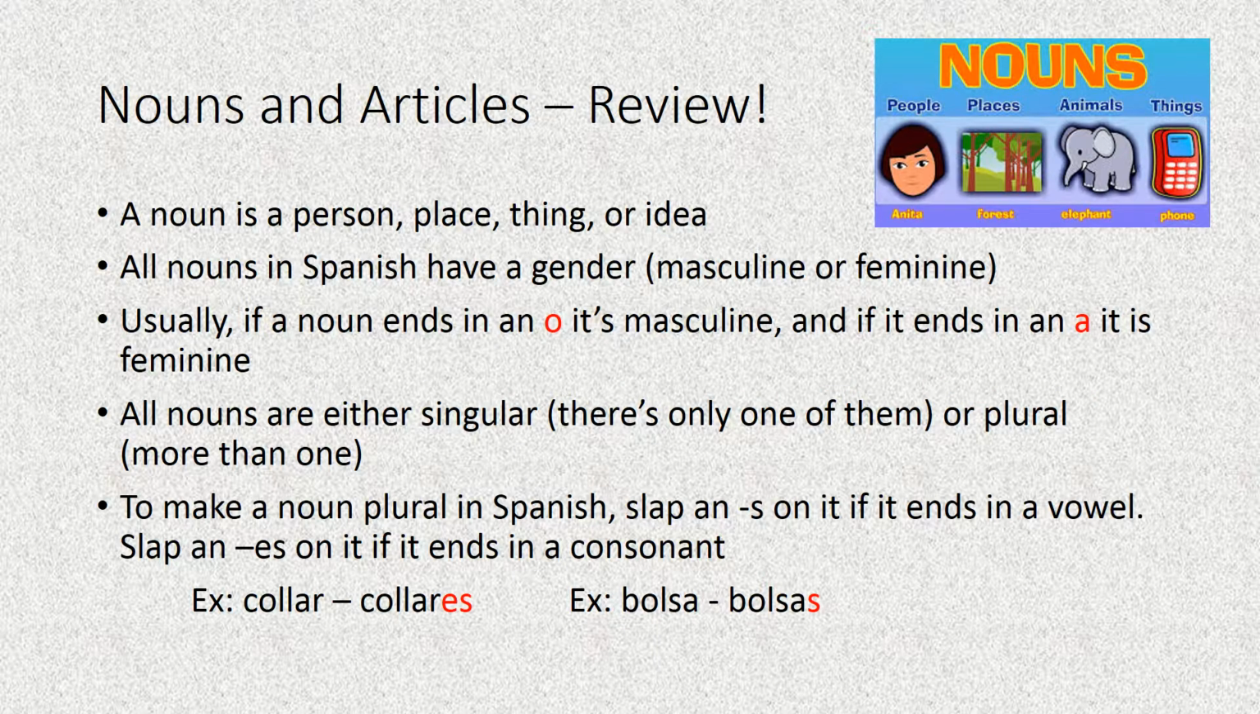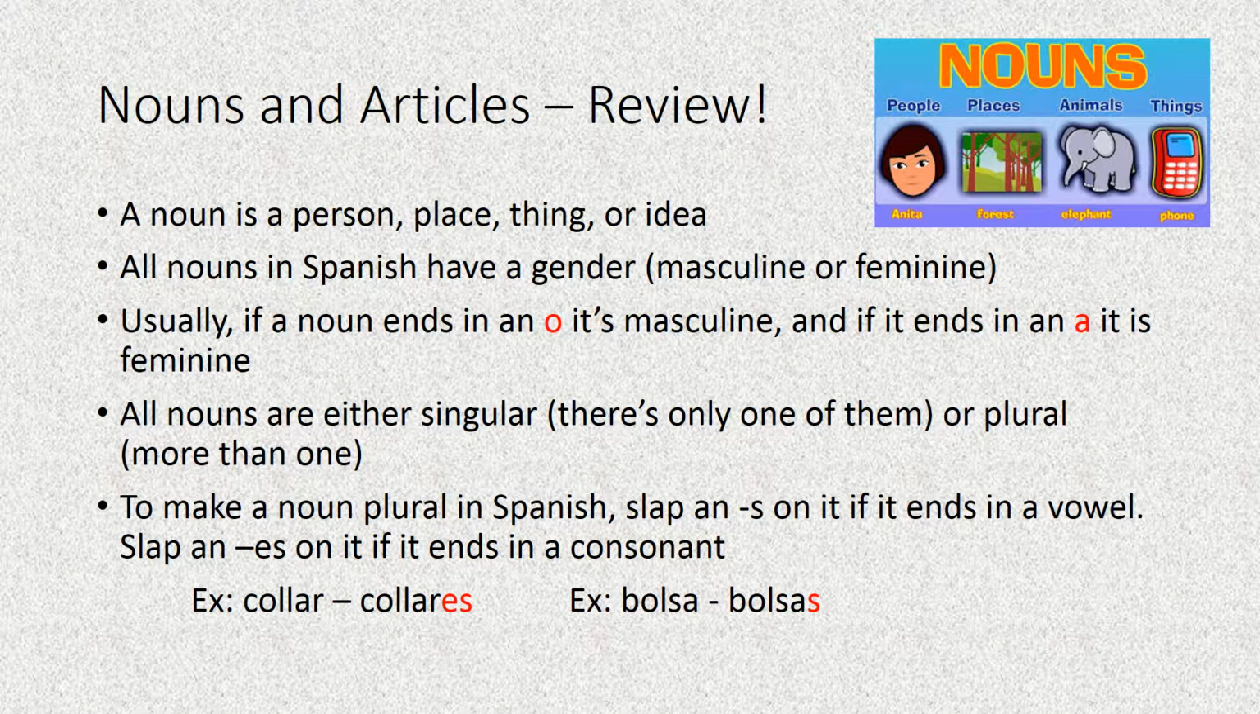What's a noun? As we know, just like in English, a noun is a person, a place, a thing, or an idea. Now, unlike in English, in Spanish, all nouns are assigned a gender. So every noun in Spanish is either masculine or feminine. Sometimes the assignment makes sense, and sometimes it doesn't. Now, usually if a noun ends in an O, that means it's a masculine noun, and if it ends in A, it's a feminine noun. Now, that doesn't always work, but it generally does.